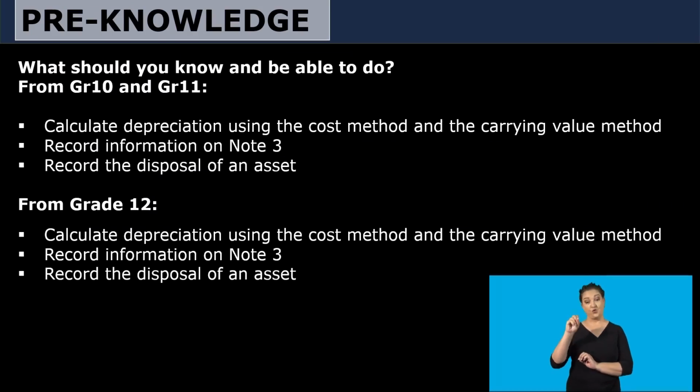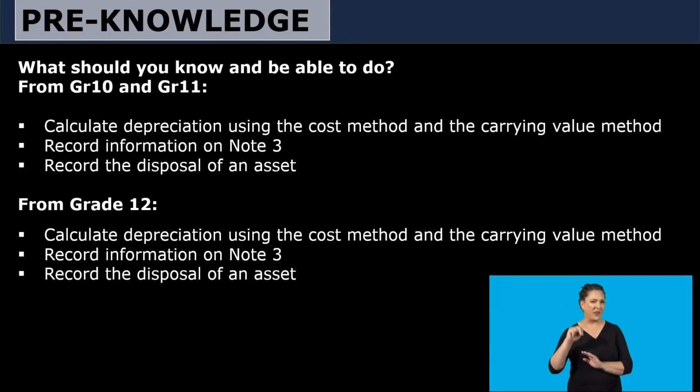From grade 10, you did calculations on depreciation, and you also completed note number 3. In grade 11, you did the same again, and you also did disposal of fixed assets. In grade 12, we will continue with depreciation using the cost as well as the carrying value method, and we'll also record information on note 3 and record the disposal of assets.